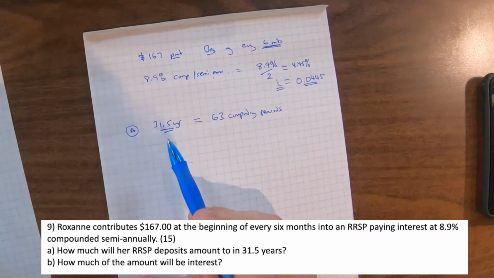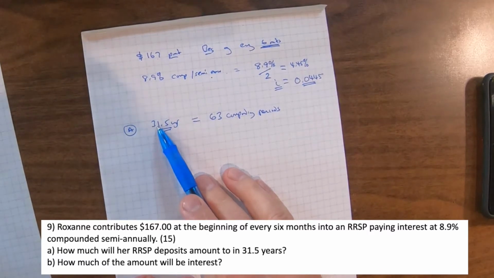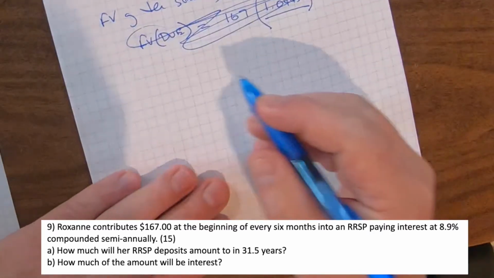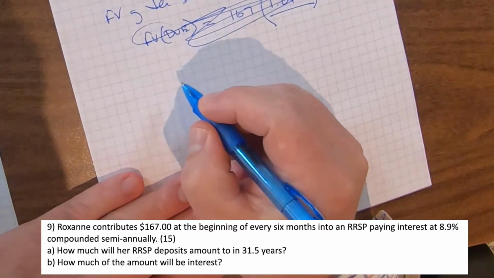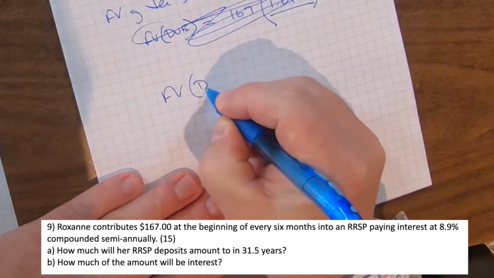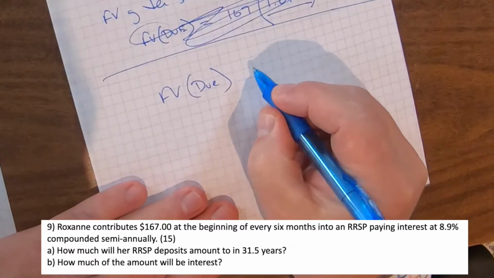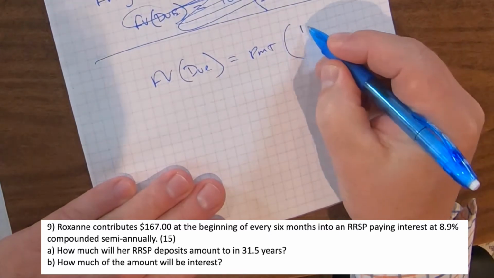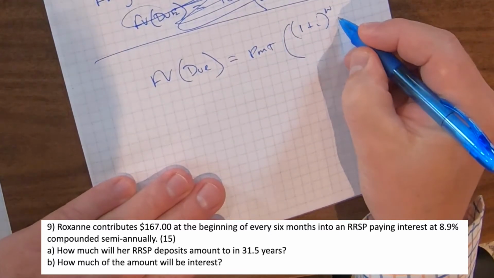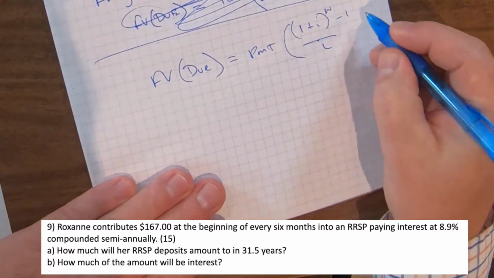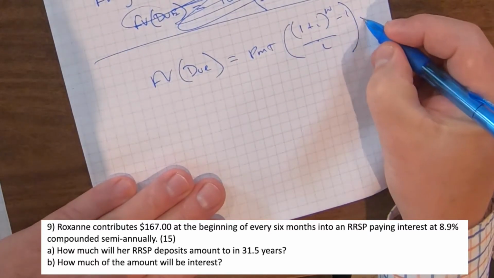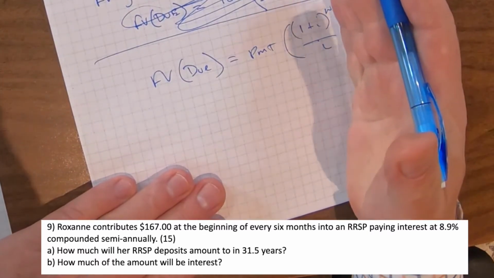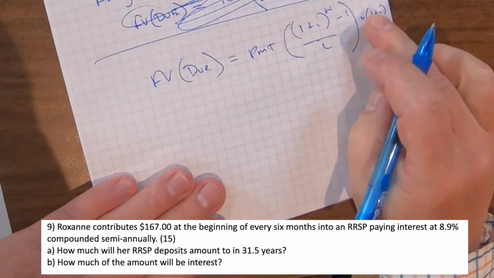So just so you see where I got that, 31.5 years represents 63 semi-annual periods. So the basic formula on an annuity due would be FV due equals PMT times (1 plus I to the n minus 1) over I. This is where the annuity due part comes in, times 1 plus I. So the only difference between the equation when it's regular versus annuity due is this little piece right here.